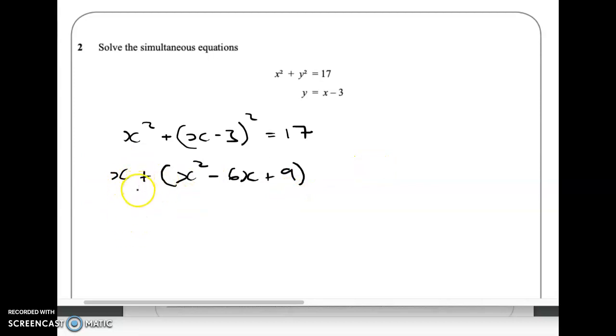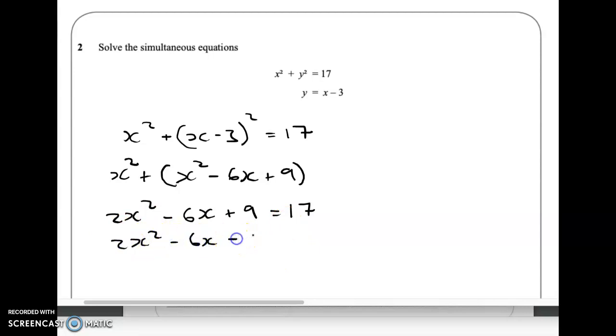So we group together. Oh, sorry, this is x squared. So we're going to get x squared plus x squared, which is 2x squared. We're also going to get your minus 6x plus 9 equals 17. If we take 17 from both sides, that will give us minus 6x minus... oh, sorry, not minus 11. Minus 8. What am I thinking? Okay, minus 8 will equal 0.